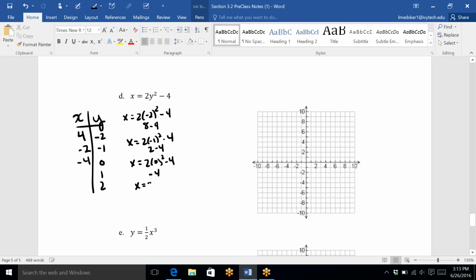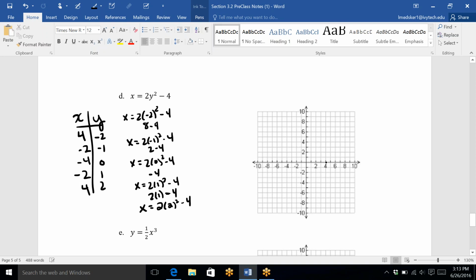Let's do 1. 2 times 1 squared, that would be 2 times 1. So that's just 2 times 1 minus 4, which would be -2. And 2 times 2 squared: 2 squared is 4, times 2 more is 8, minus 4 is 4.